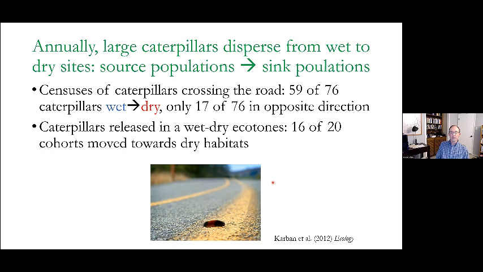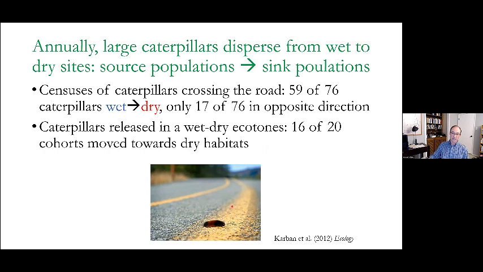And we did two things. We just recorded which direction caterpillars were going for a while, and noticed that caterpillars were disproportionately crossing the road from wet to dry sites, with 59 of 76, and the other 17 seemed to go in the opposite direction. Then we also put caterpillars in the middle of the road and looked at what direction they go. To our surprise, the majority of the caterpillars in 16 of 20 cohorts of caterpillars we put out, I think it was like 20 caterpillars per cohort or something, went towards the dry sites. They seemed to be capable of knowing which way the drier sites were.